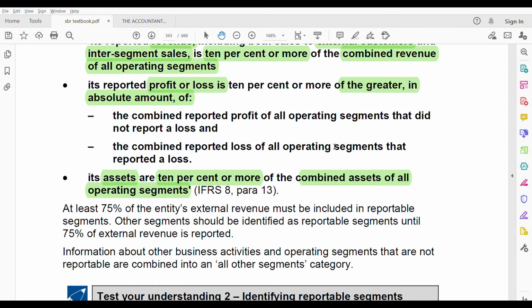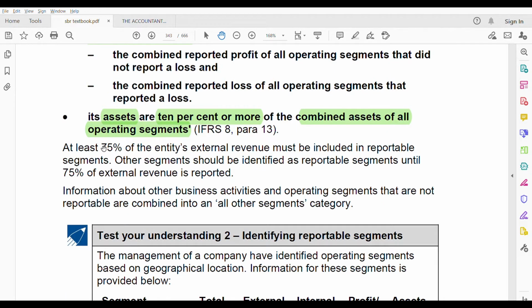Now, at least 75% of the entity's external revenue must be included in reportable segments. At least 75%. This is external revenue only. They don't include intersegment revenue. This must be included in reportable segments. Other segments should be identified as reportable segments until 75% of external revenue is reported. That means if the segments do not meet the 75% threshold, what should you do? You start combining all the small segments until they make up 75% of external revenue.